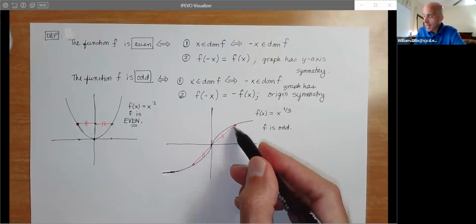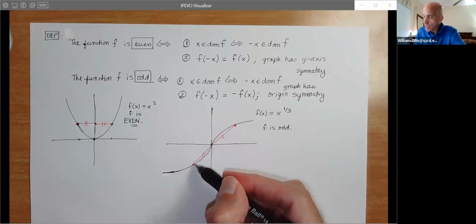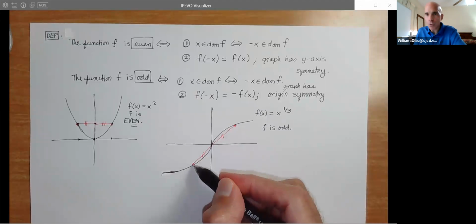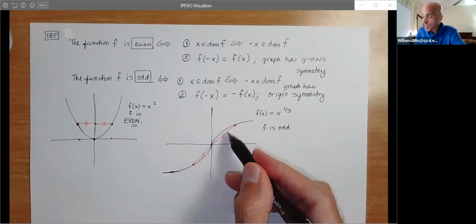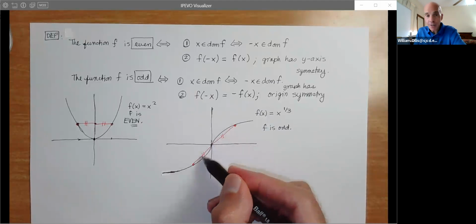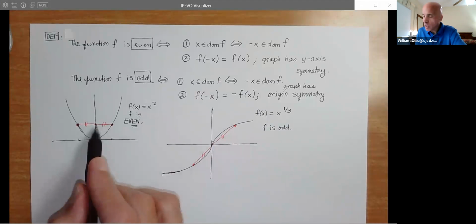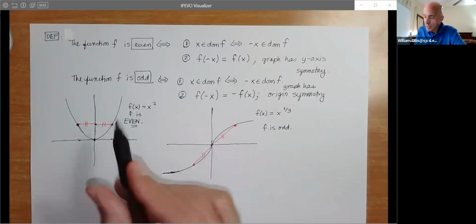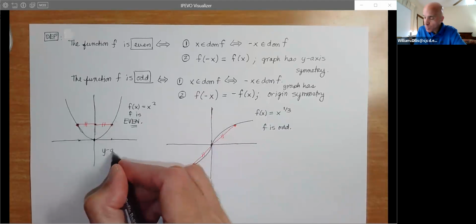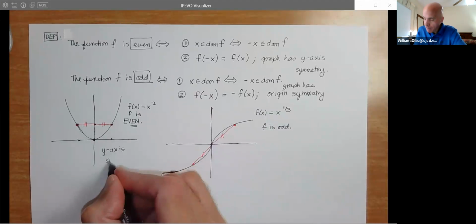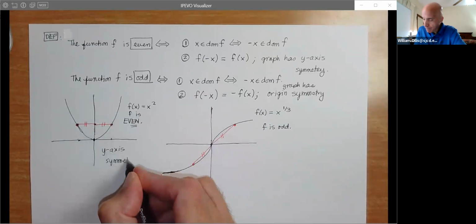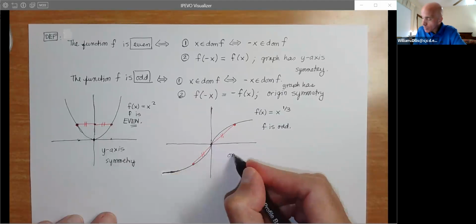As you just draw a line or shoot a line through the origin, you'll hit a point on the graph on the other side of the origin, equidistant, the same distance here as you have here. So just like you have the equidistances here, you have the same thing here. So again, this is y-axis symmetry. And we call this origin symmetry.